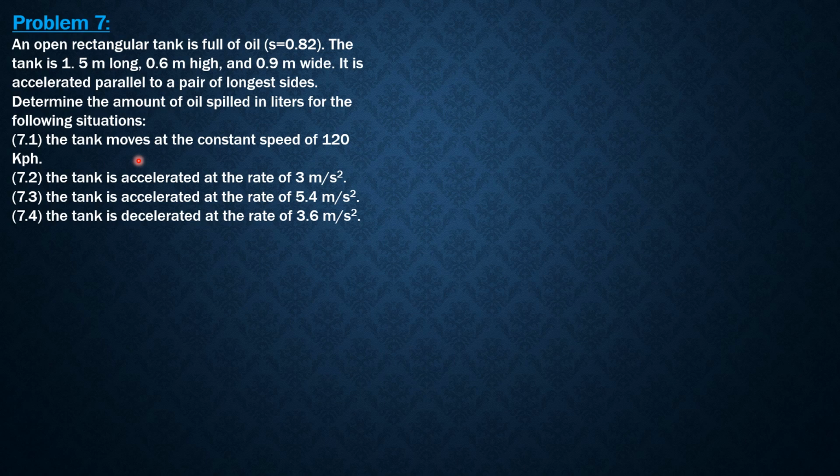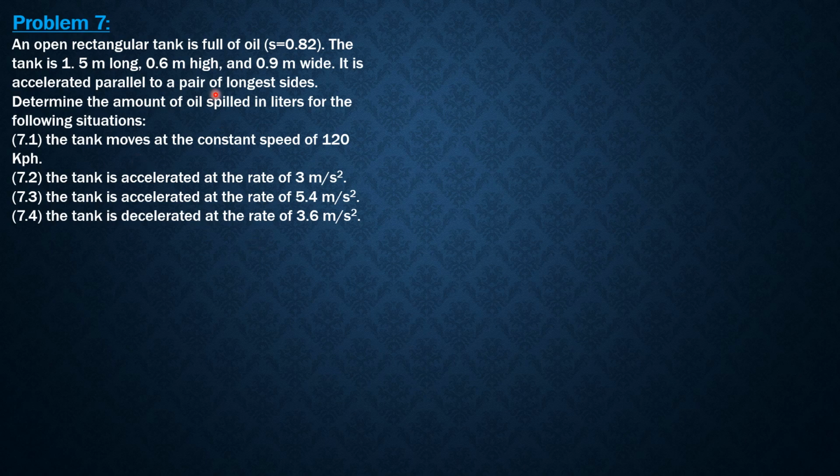So first situation, the tank moves at a constant speed of 120 kilometers per hour. Second, the tank is accelerated at the rate of 3 meters per second square. Third, the tank is accelerated at the rate of 5.4 meters per second square. And fourth, the tank is decelerated at the rate of 3.6 meters per second square.